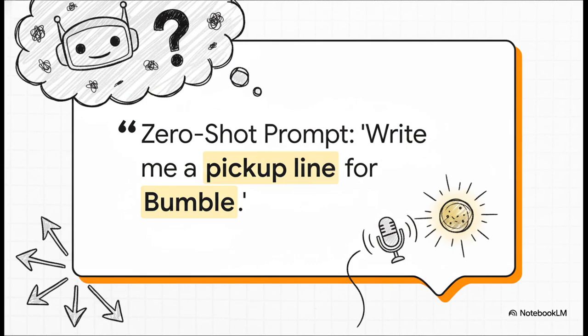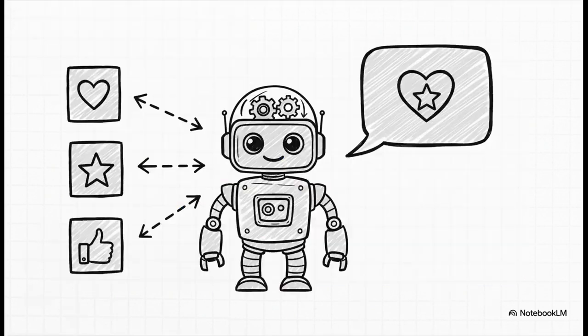So a zero shot prompt is just a straight up command with no examples to guide it. Like this one. You're basically just crossing your fingers and hoping the AI figures out the style and the tone that you're looking for on its own. It's a total gamble.